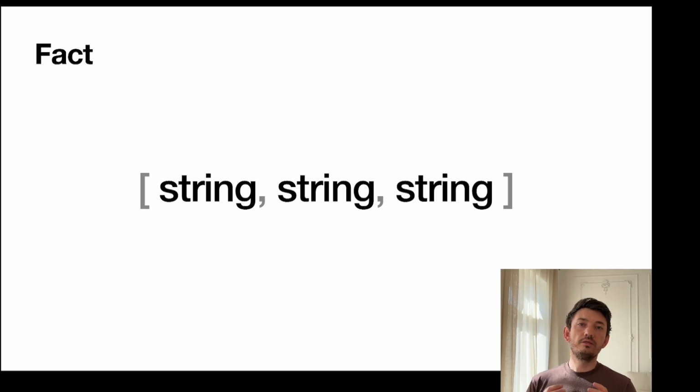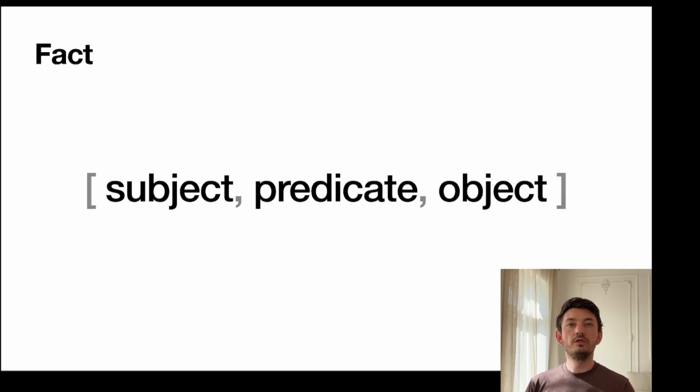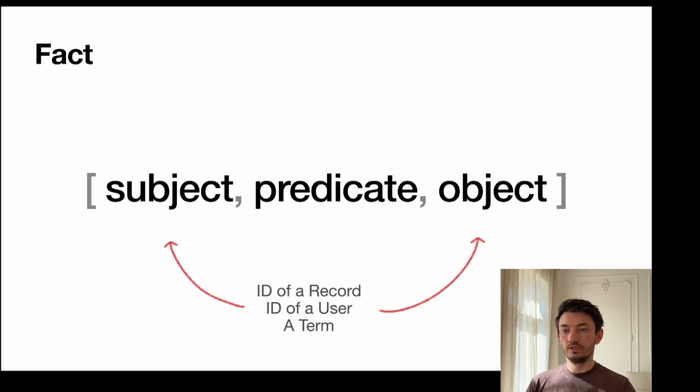And a fact is basically an array of 3 strings. And these 3 strings have a name. The first one is called the subject, the second one is called the predicate, and the third one is called the object. So you can think of it like a sentence in a natural language. As a subject or as an object, I can use 3 different things. I can either use the ID of a record, I can use the ID of a user, or I can use a term. What is a term? We will find out a little bit later.